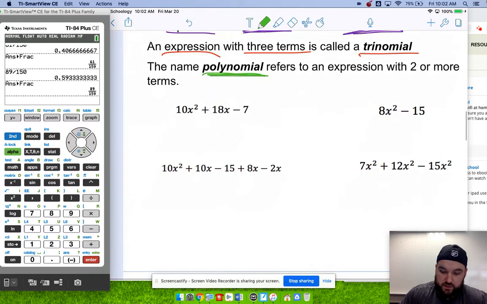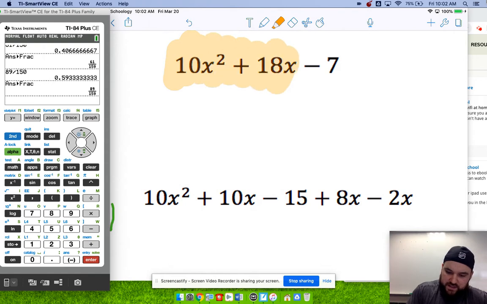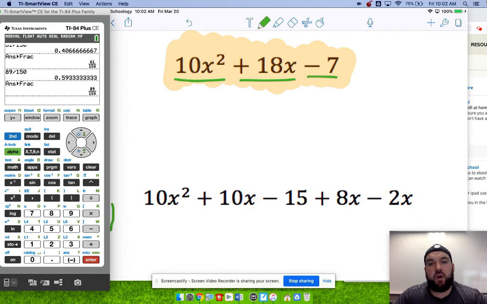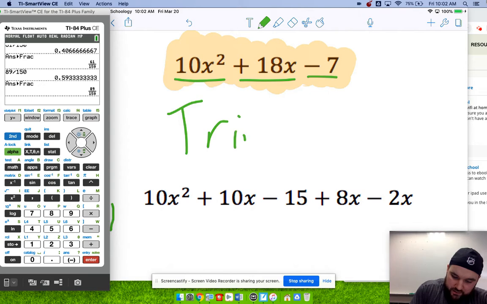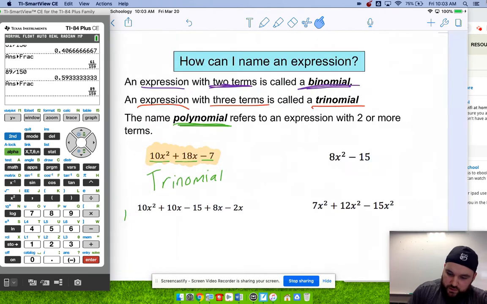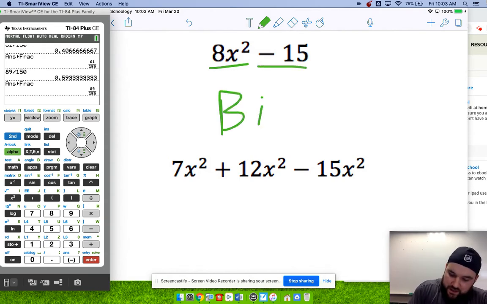Okay. So for instance, I have this expression right here, 10x to the second plus 18x minus 7. I have 1, 2, 3 terms, and before I call it anything, I want to check: can I combine any of those terms together? x to the second and just plain x cannot be combined because one has a power and one does not. So these are 3 separate terms that cannot be combined. So I call this a trinomial. 3 terms, that is a trinomial. The next one, 8x to the second minus 15. Those are clearly different, 8 has an x squared, 15 does not. So that is a binomial.